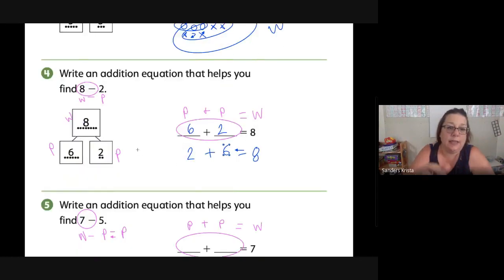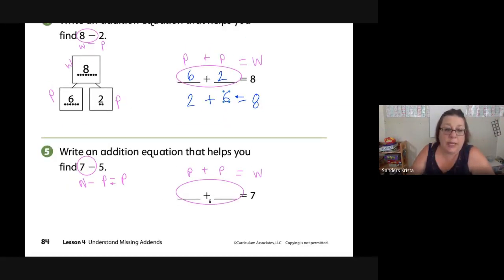Okay, and last one. There's my plus. 7 minus, whole minus. So 7 is my whole. That's already here. That means my number cannot get bigger. 5 can go here, or 5 could go here. 5 plus what equals 7, right? So I could do 5, count on to 7. 5, count up to the whole, 5, 6, 7. My answer is 2.